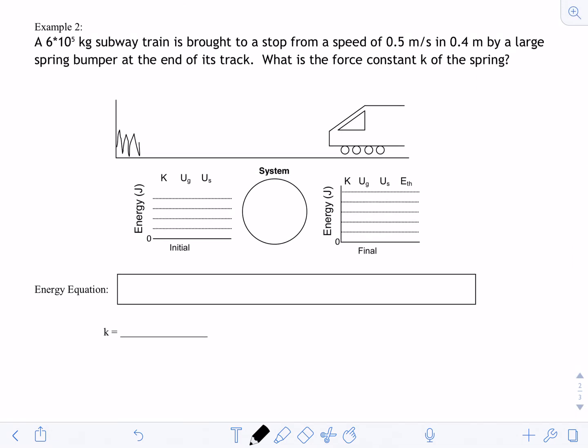We'll move through this one more quickly because you guys get the idea of how to write an energy equation, and then how to substitute in the individual energy calculations and solve the problem. So this is a 6 times 10 to the 5th kilogram subway train brought to a stop from a speed of 0.5 meters per second in 0.4 meters by a large spring bumper at the end of the track. What is the force constant k for the spring?